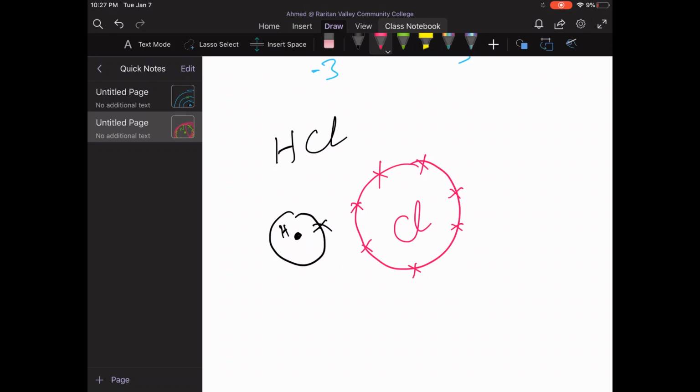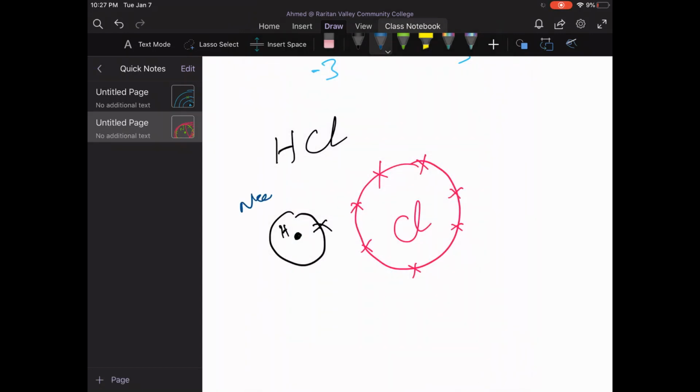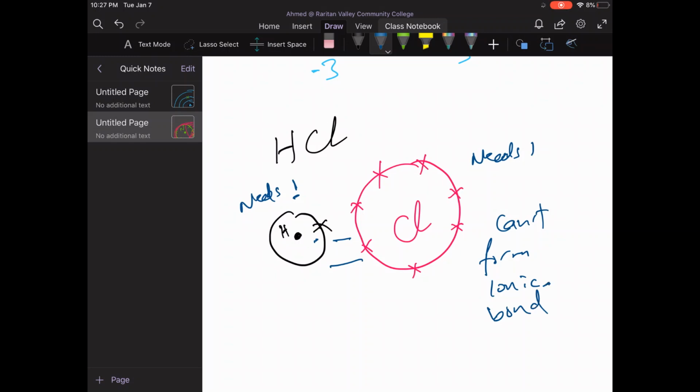Let's assume this. The hydrogen needs only 1. The chlorine needs 1. They will come and talk to each other. Give me your electron. No, you give me your electron. I have only 1 electron. I can't give you, I'm missing only 1 electron. So we can't form an ionic bond. Why? Because an ionic bond involves gaining and losing. Neither the chlorine nor the hydrogen is going to gain or lose any electron. Therefore, they decide, okay, let's share electrons.